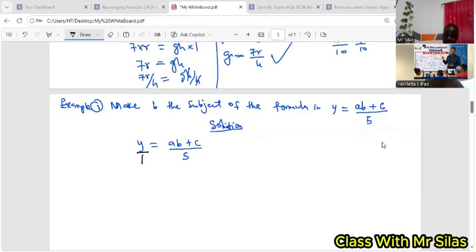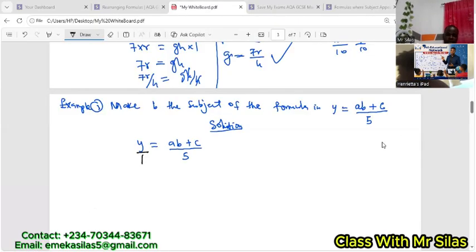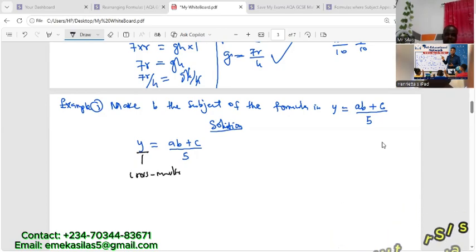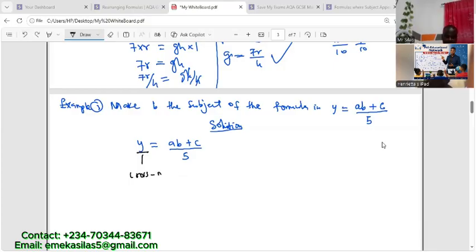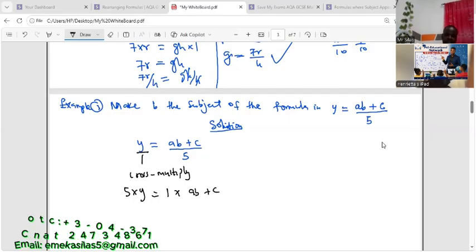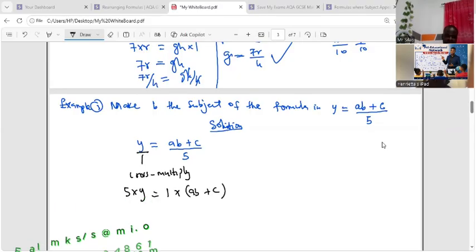That's the aim now, to remove the fraction so that it will be linear. So when you do that, cross multiply, okay? Cross multiply, that's the first thing you're going to do. You're having a fraction, cross multiply. Cross multiply, you have 5 will multiply y, and then 1 will multiply AB plus C, which will still give us AB plus C.